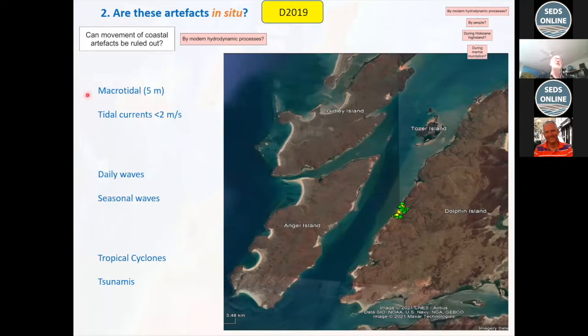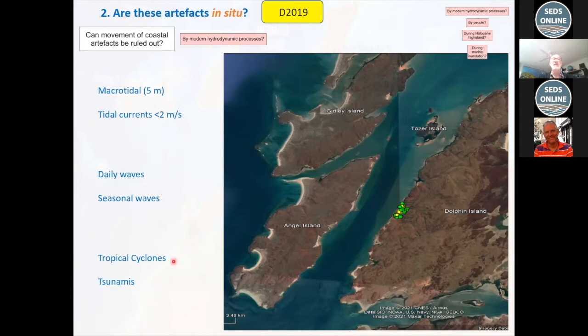So, reminding ourselves, we've got a macrotidal environment with spring tides of 5 meters tidal range. We have measurements of tidal currents that go up to 2 meters per second. We have a daily wave regime driven a lot by the onshore and offshore winds. Because this is quite a dry environment, it can get enormously hot during the day. So we get a very strong sea breeze in the evenings and a reasonably strong land breeze in the mornings. We also have a seasonal wave regime through the seasonal southerlies and southwesterlies in the dry season.